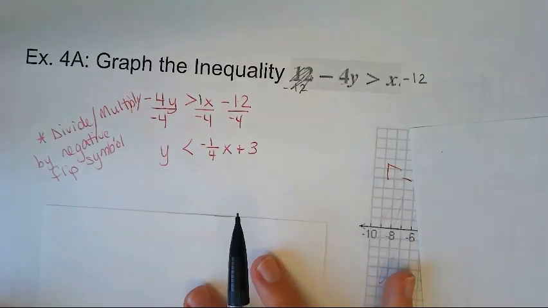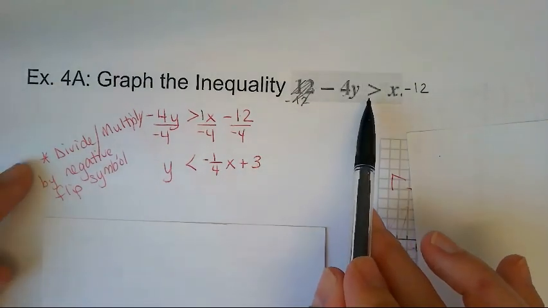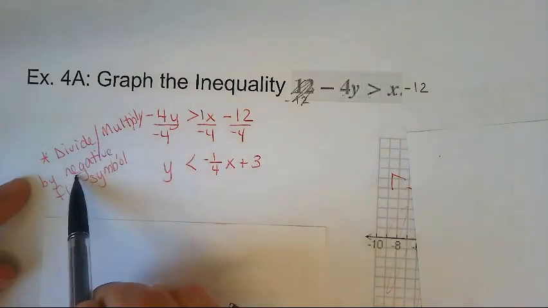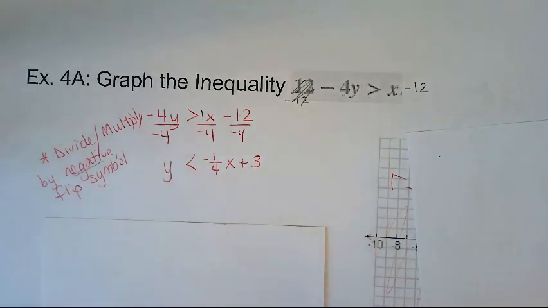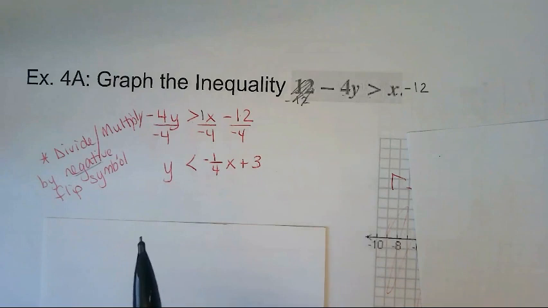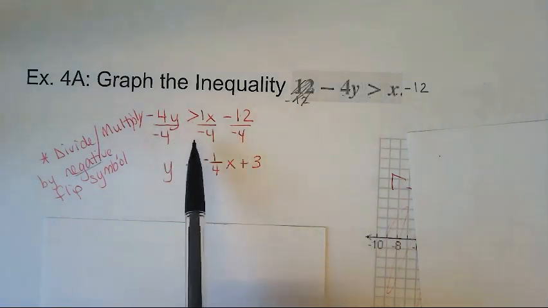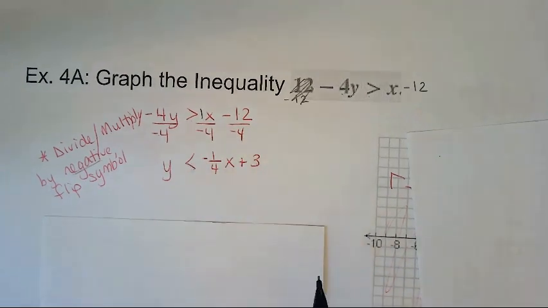Now, one thing I need you to note is that when you are doing multiplication and division with inequality symbols, anytime you multiply or divide by a negative, we have to flip the symbol. That is the only catch to my little trick of shading: you have to remember that, otherwise you will shade the wrong side. So I have to put it in slope-intercept form, and when I'm dividing by a negative, I've got to flip that symbol.